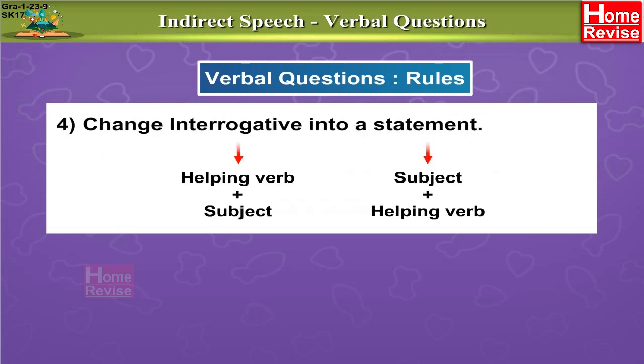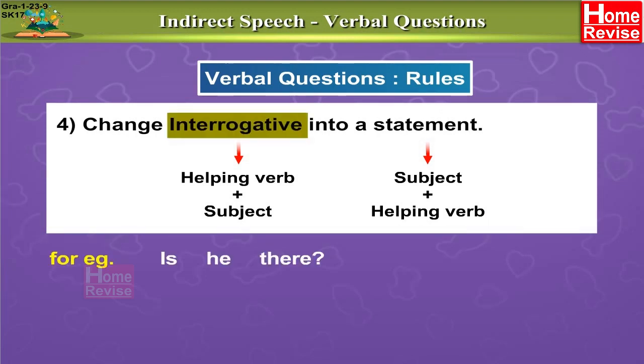And the fourth and the most important rule is change interrogative sentence into a statement. So your word order has to be subject plus the helping verb. Let's take a few examples and understand it. Is he there? This is a verbal question. The question begins with the verb is. We should remember that we have to change this into a statement. So the statement will be he is there.